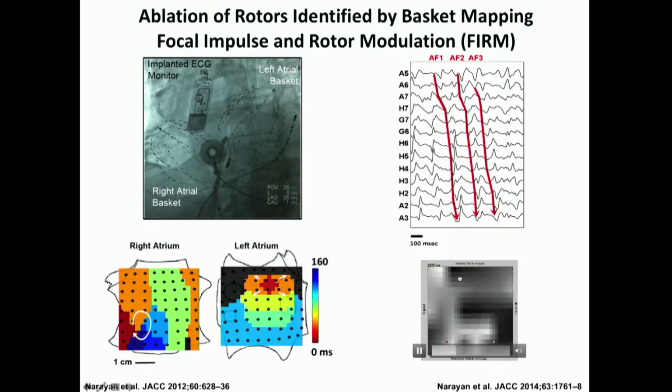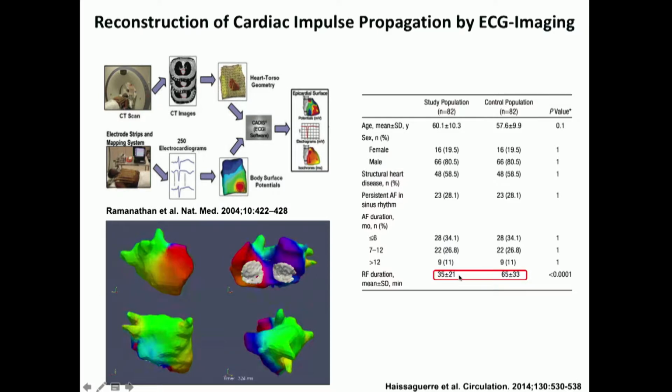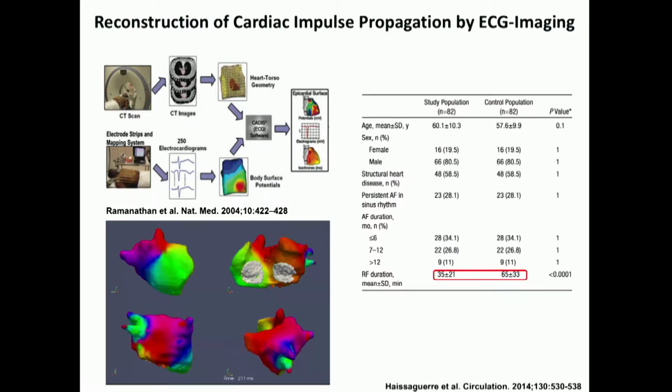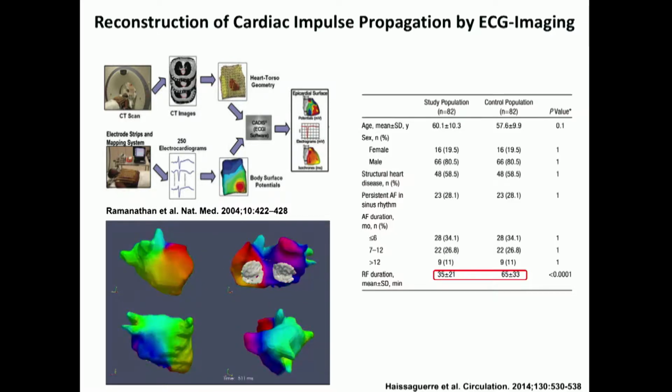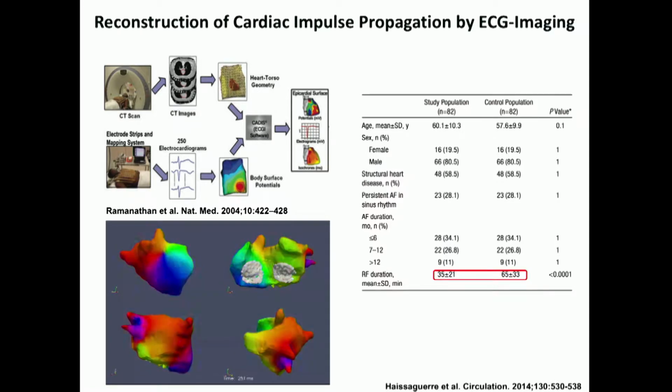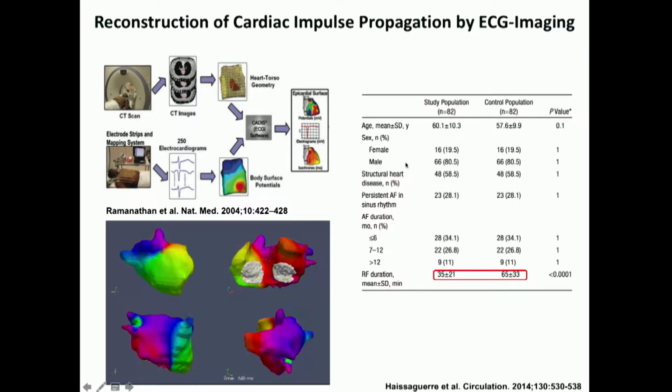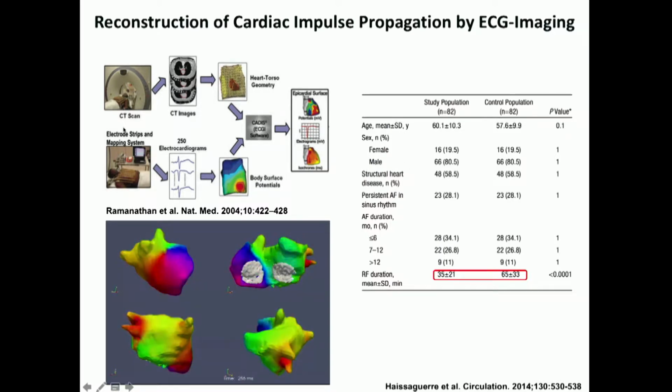atrial fibrillation may in some cases terminate. Rotors are also seen with a completely different technique, and it's interesting to see, of course, that a technologically completely different approach can also produce rotors. And this is the ECG imaging. Karl-Heinz Kuck explained already what this roughly is. This is a technique that was developed by Yoram Rudy a couple of years ago.